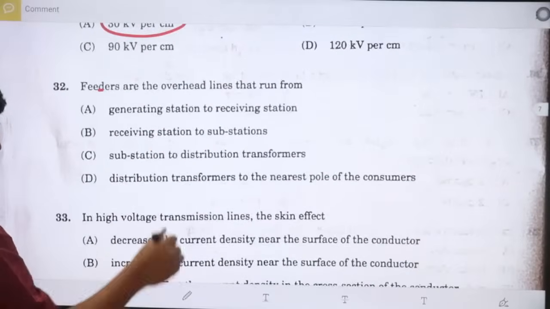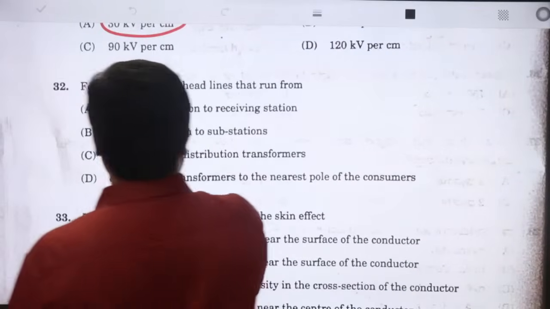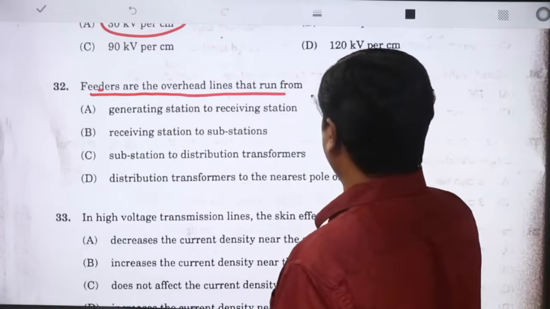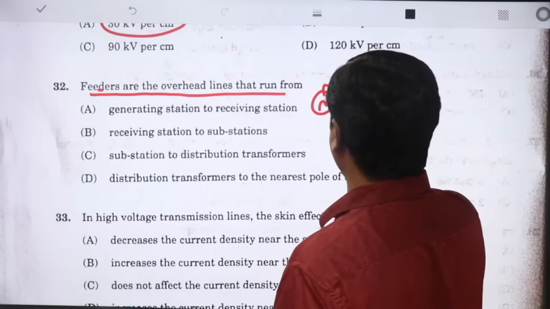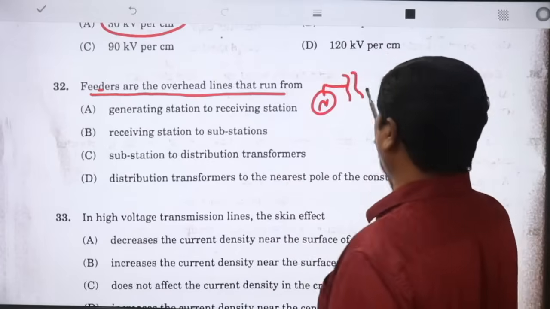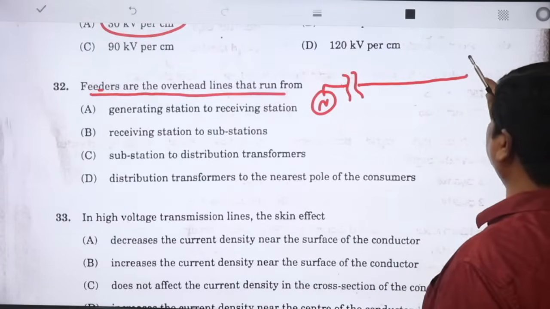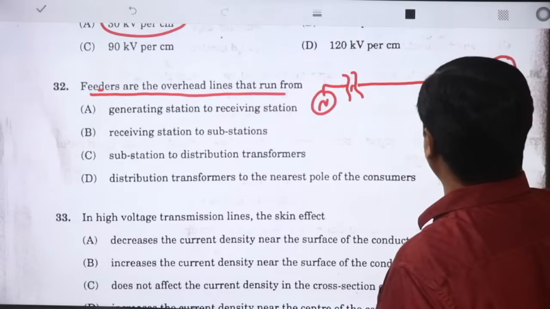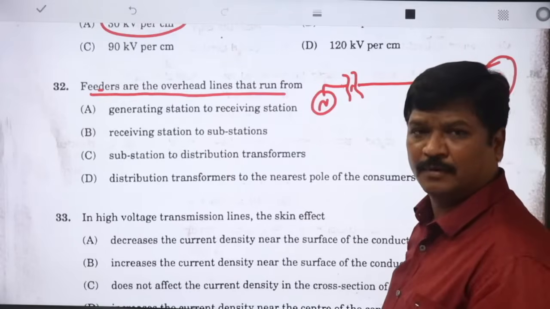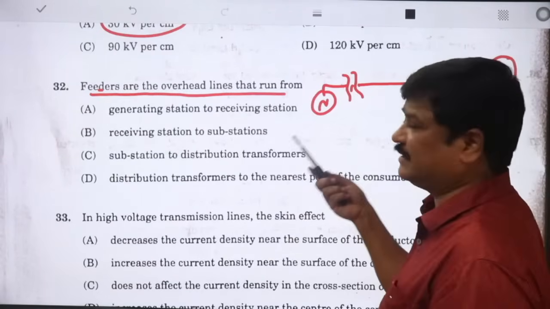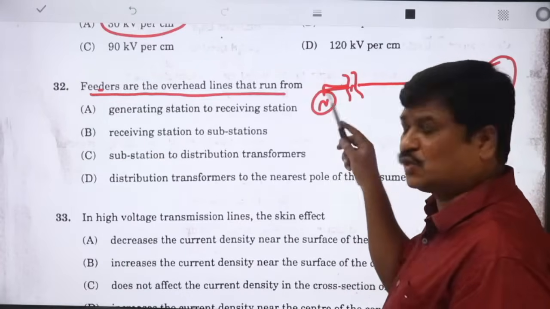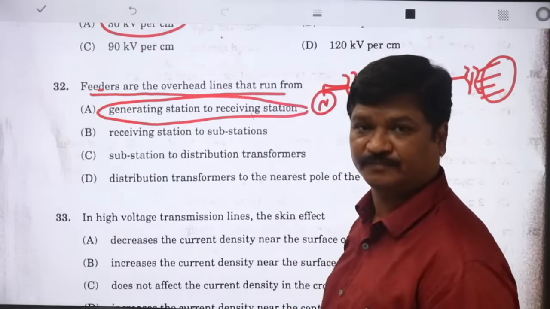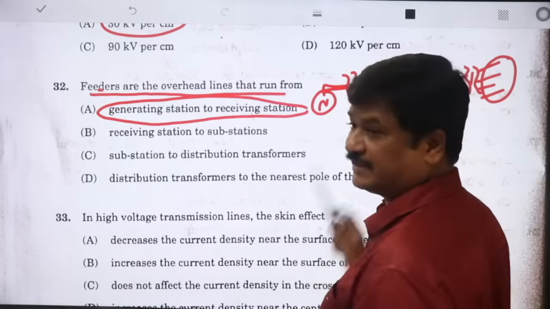Usually, there is a little controversy here. Feeders are the overhead lines. When you have generation here, from here we get the switching station and transformer. From there to here we have feeders. Finally the transformer will come, so distribution will come here. This point to this point we usually call feeders. But this small length is not given, so as per my knowledge this is also included: generating station to receiving station.